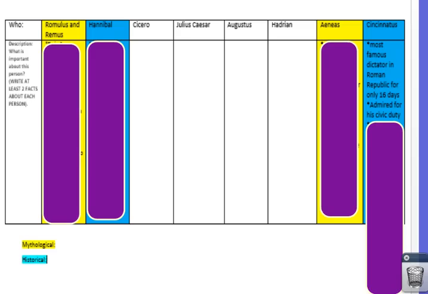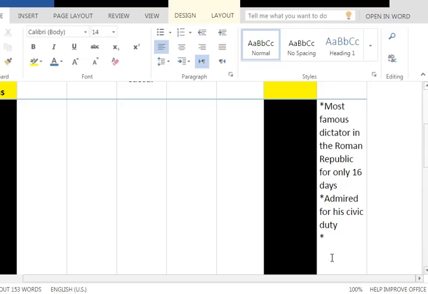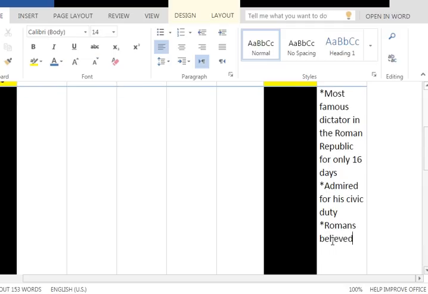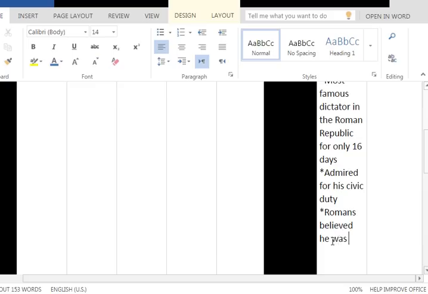Alright, next fact. Romans believed he was the ideal leader. Okay, if something is ideal, it means it's perfect. It fits the cause. It fits whatever you need. It's like the square peg that fits the hole. It just fits, okay? So the Romans believed that he was the ideal leader. He was the best of the best one they could get.